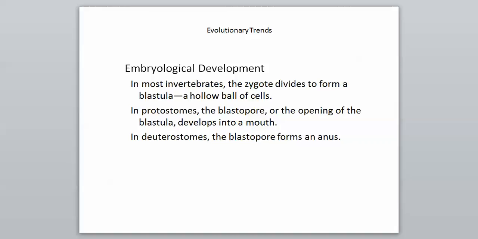And then our last thing that we talked about early on is embryo development. In most invertebrates, the zygote divides to form a blastula, which we've talked about before, which is simply a hollow ball of cells. And then we talked about our difference between protostomes and deuterostomes, where the blastopore, or the opening of the blastula, will develop into a mouth in protostomes, whereas in deuterostomes, that blastopore forms an anus. And again, that's just a clue to see which animals are more closely related based on the way they develop.